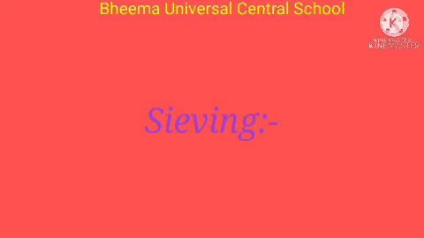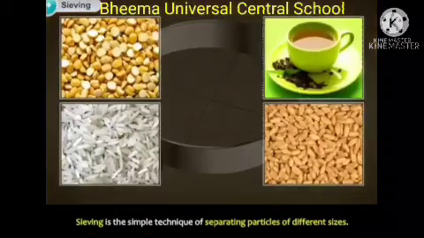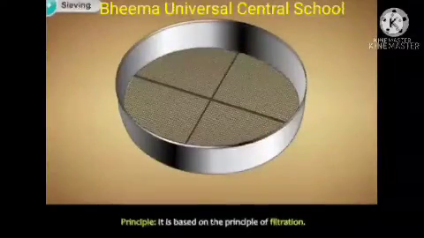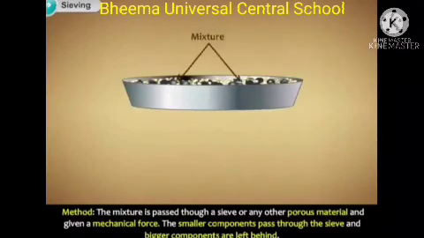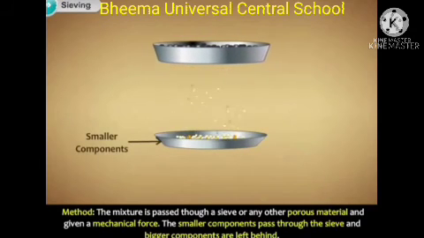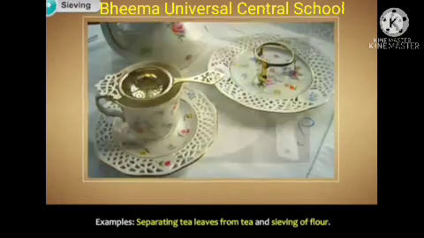Next is sieving. Sieving is the simple technique of separating particles of different sizes. Principle: it is based on the principle of filtration. Method: the mixture is passed through a sieve or any other porous material and given a mechanical force, the smaller components pass through the sieve and bigger components are left behind. Example: separating tea leaves from tea and sieving of flour.